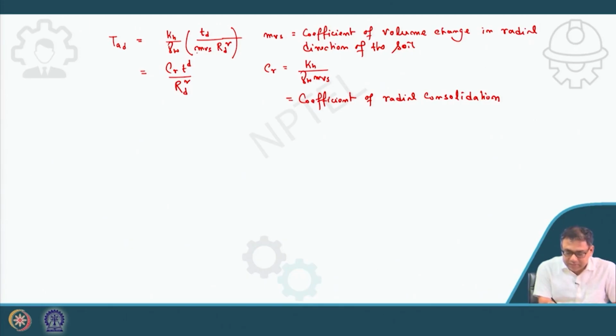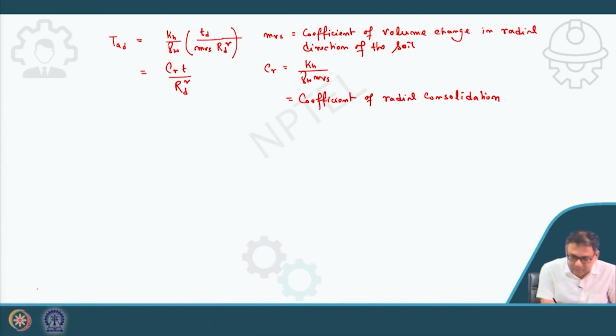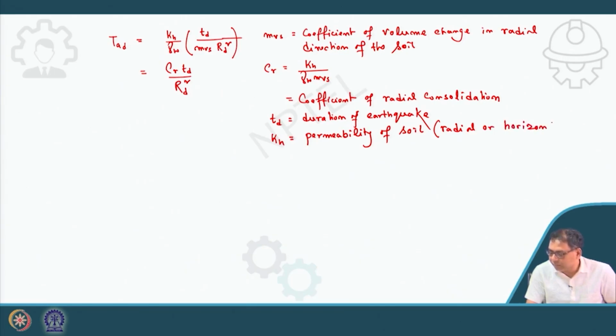But here it is coefficient of radial consolidation, whereas in the actual consolidation it is H square, that is C_V into T divided by H square, and here it is T_D, where T_D is the duration of the earthquake, and K_H is the permeability of soil, that is radial or horizontal.